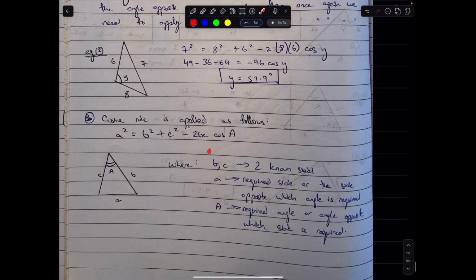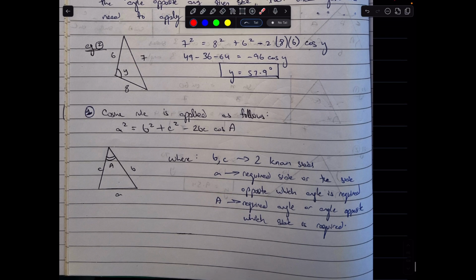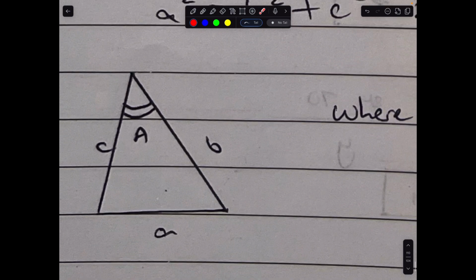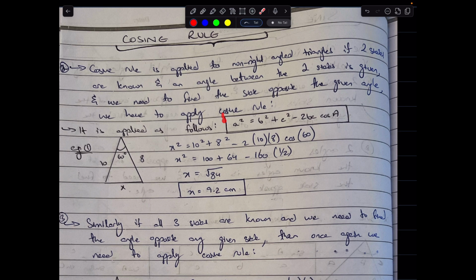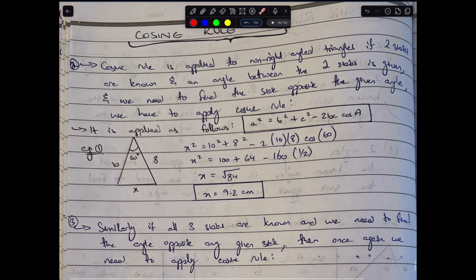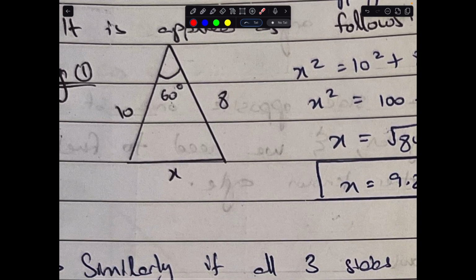Again, small alphabets are used to represent sides, and capital A is used to represent the angle. The angle opposite small a would always be labeled as capital A. This is the formula for the cosine rule. You must remember this. And let's say we are given this. So two known sides, one known angle, and we can use the cosine rule to find the third side.